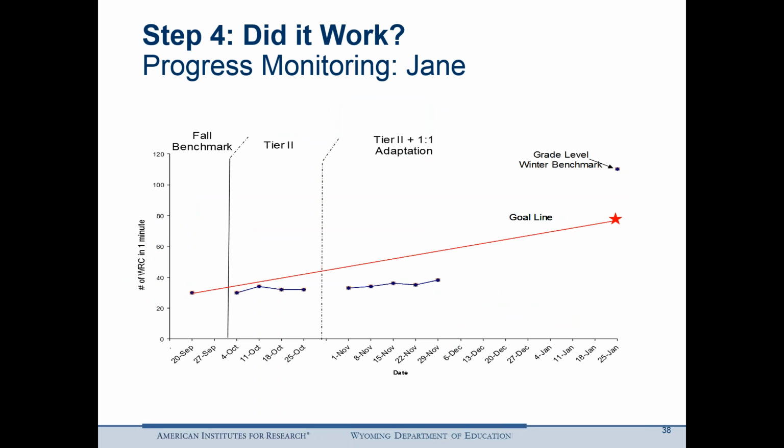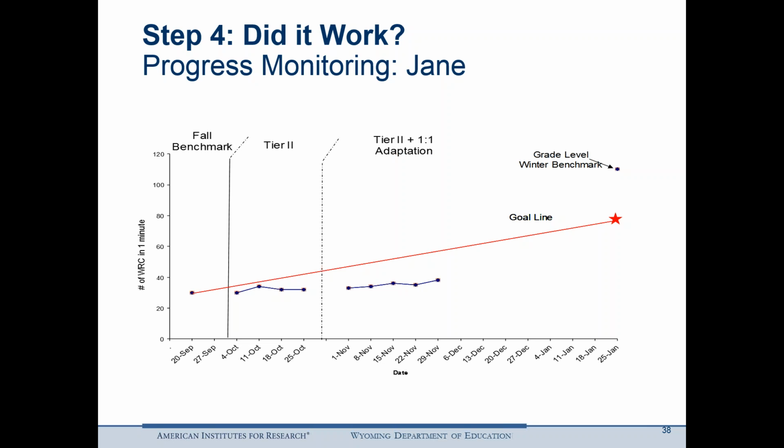The team conducted the Tier II intervention with fidelity in a one-on-one setting for 4 weeks. For the progress monitoring data plan, data were collected weekly using passage reading fluency. The team reconvenes to move through step 4 of the problem-solving process and assess Jane's response to the addition of a quantitative adaptation.